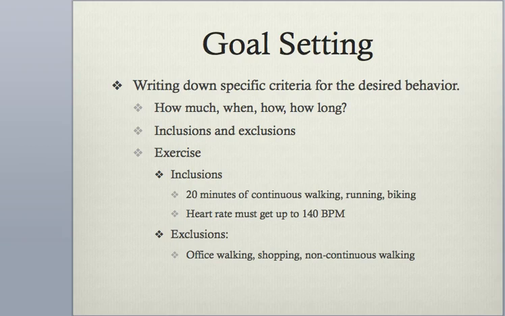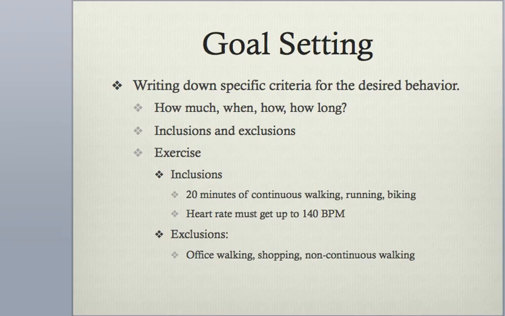So you want to make sure that your inclusions and exclusions clarify how the behavior is deemed as having occurred and being successful rather than a failure. For example, exercise, your inclusions might be 20 minutes of walking, running, biking, whatever it is, but you may also have a requirement that you have to get your heart rate up to 120 or 140 beats per minute.